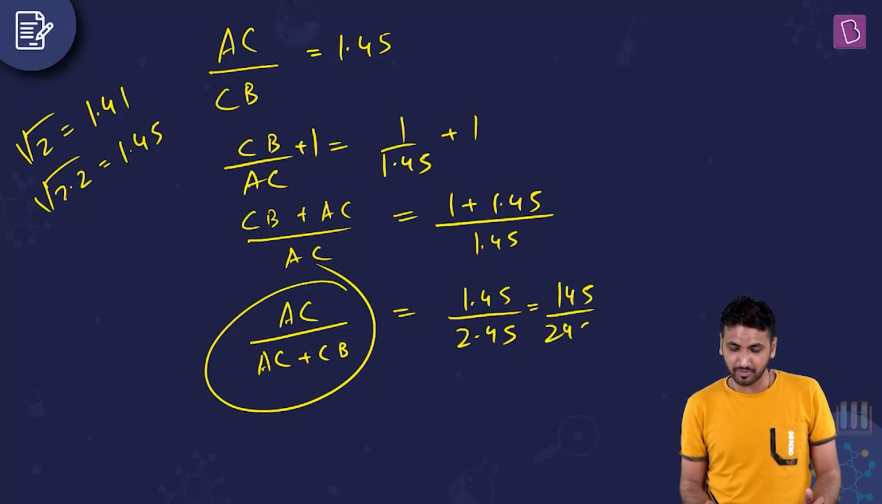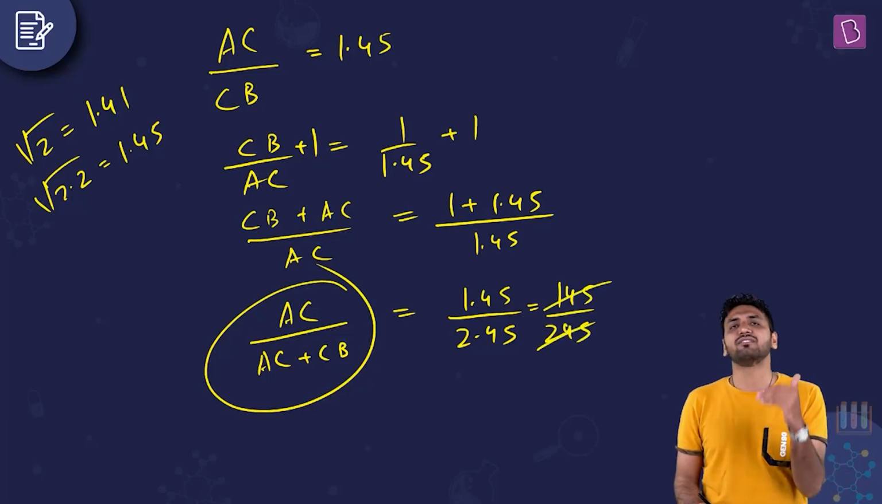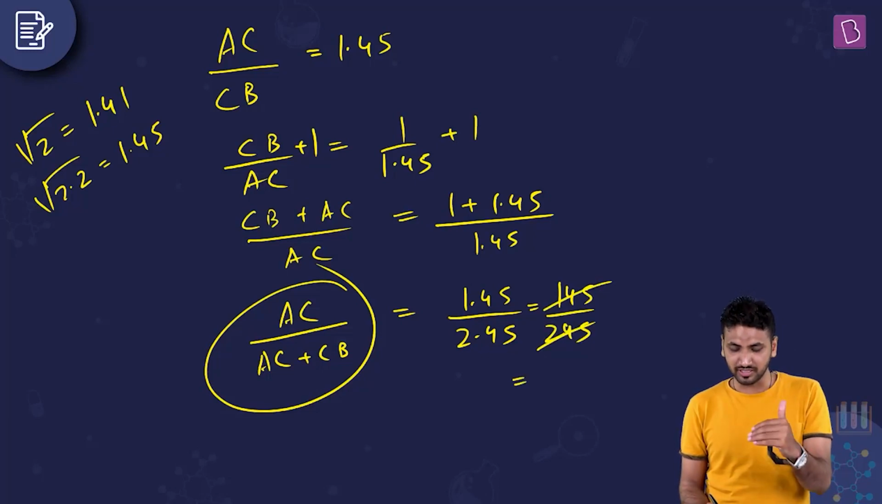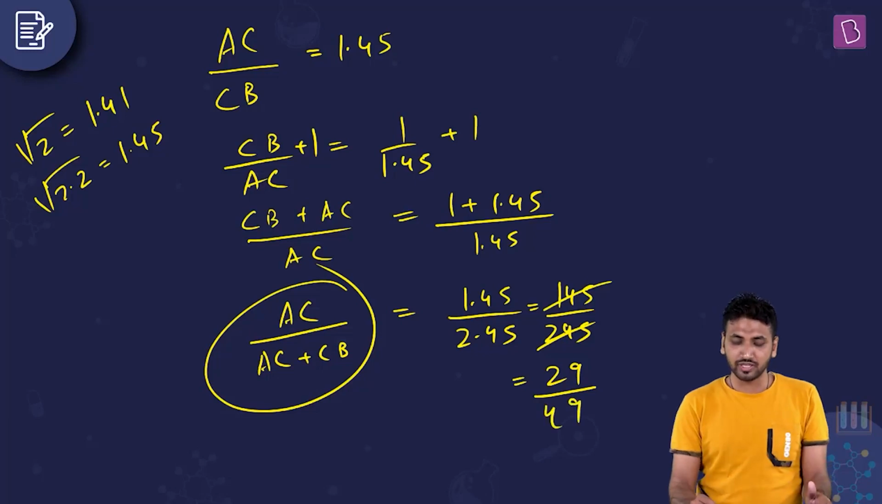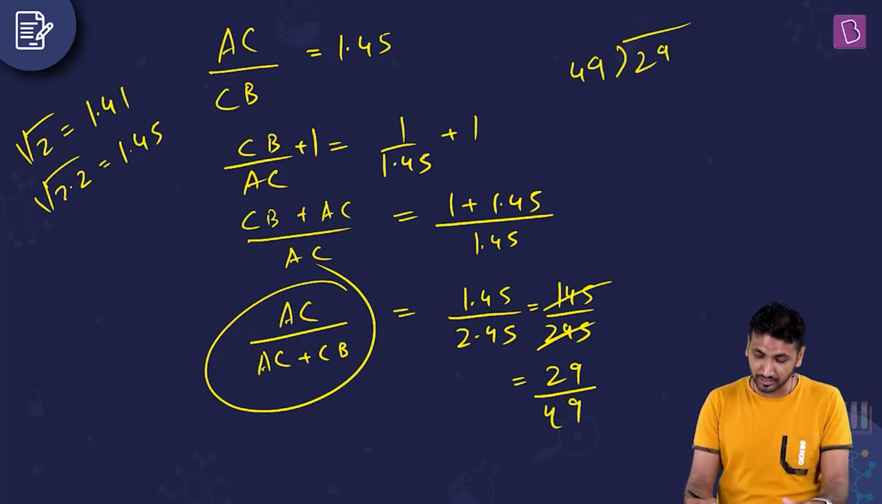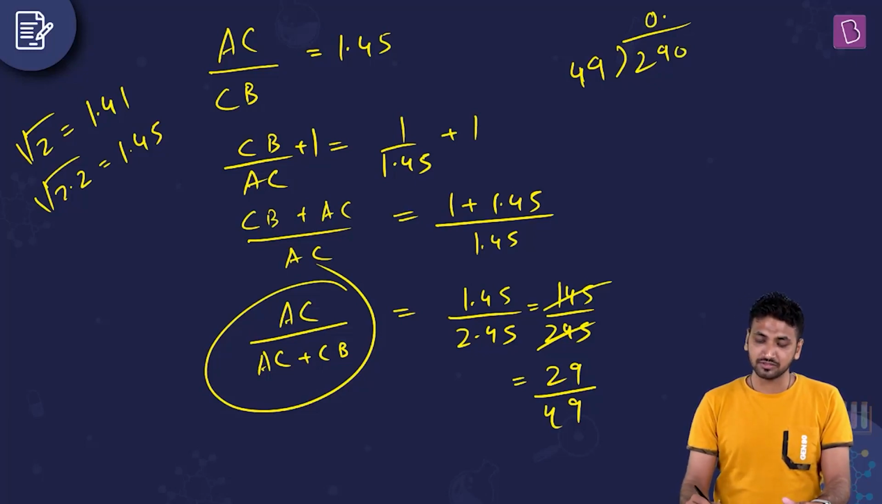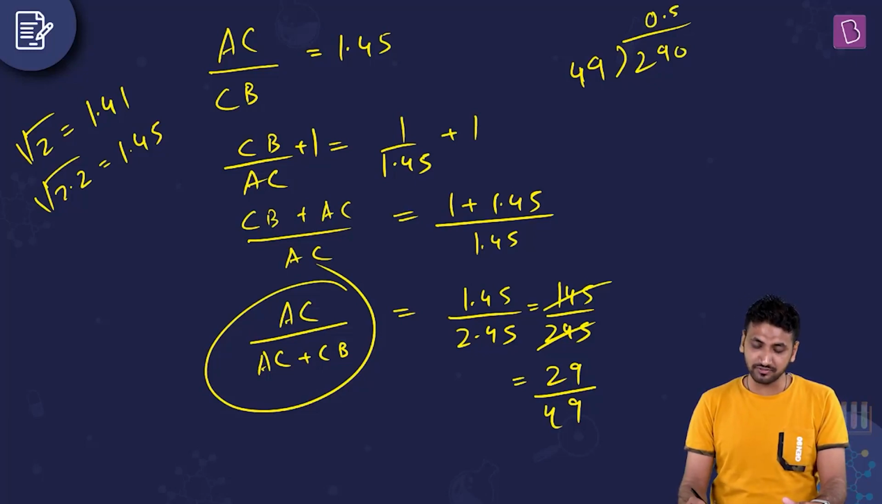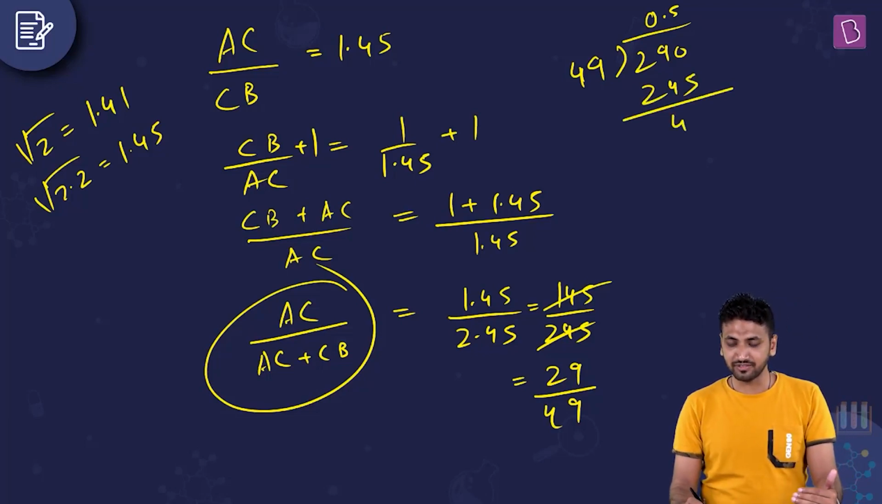145 by 245. If I cancel this with 5, 145, 150 is 30, 29, 250 is 50, 49. Okay, 29 by 45, sorry, 29 by 49. This is what I need to calculate. So if I put it 0, 0, 29, 45, 49, 490. This is going to be 5, 9, 5, 45. 50 into 5 is 250, so 49 into 5 will be 245. Okay, 545, 90, 45, 45.